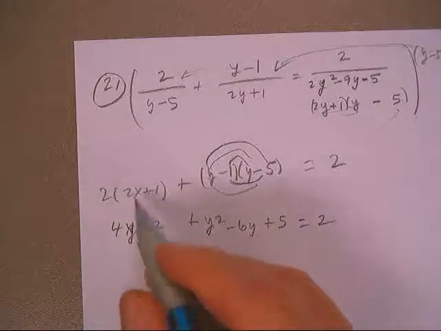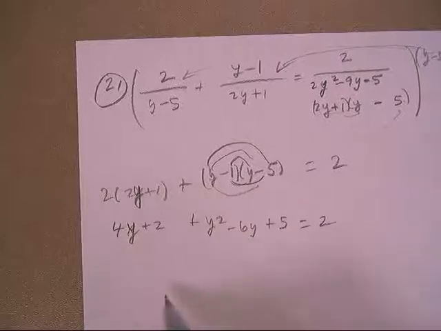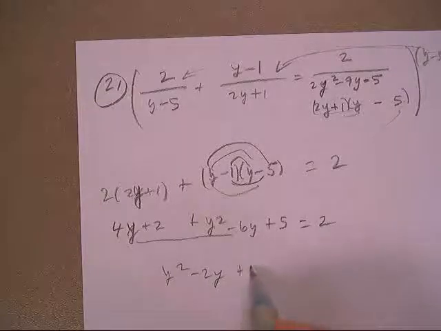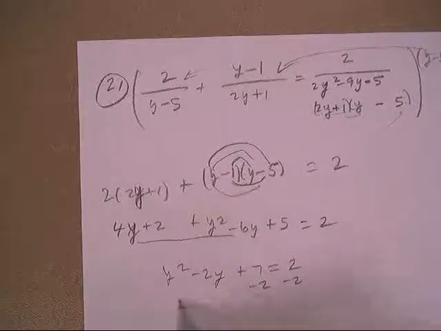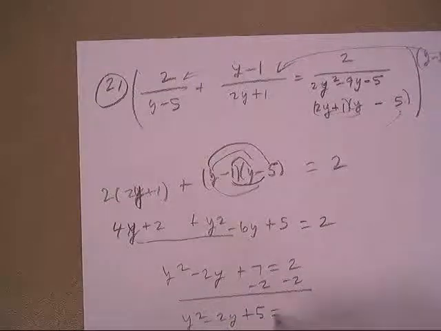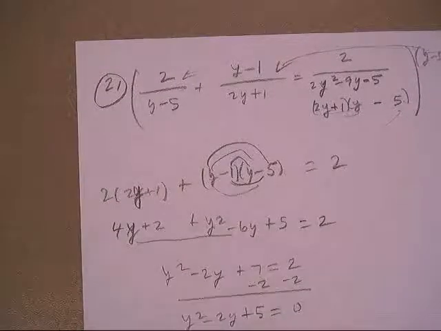Okay, and I wrote an x right there. It's supposed to be a y. So I get y squared minus 2y plus 7 equals 2. Let's subtract 2. Y squared minus 2y plus 5 equals 0.